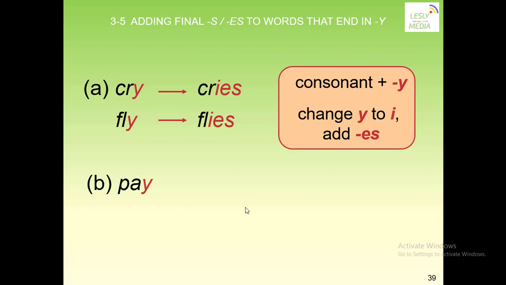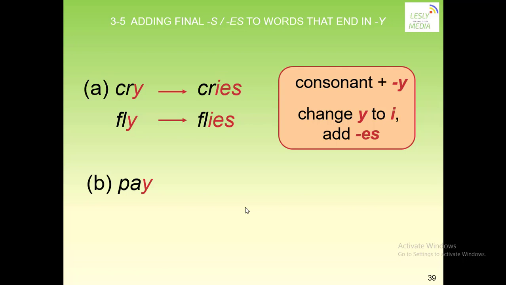Okay? What is the consonant? Consonant itu artinya huruf mati. Huruf mati yang artinya selain a, i, u, e, o. Okay. Next. How about this word?